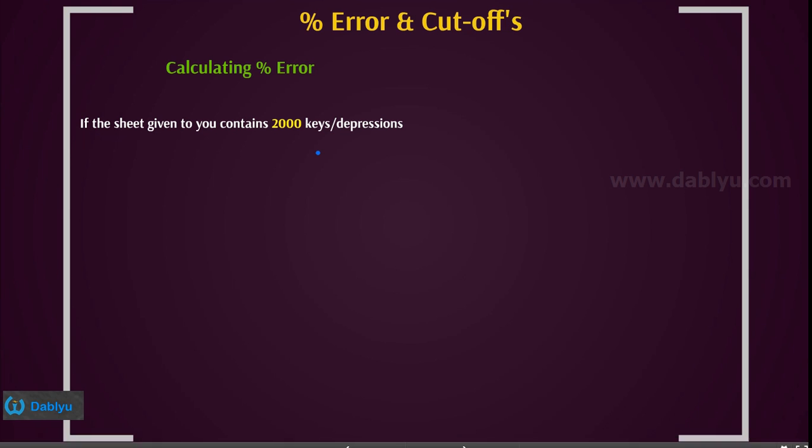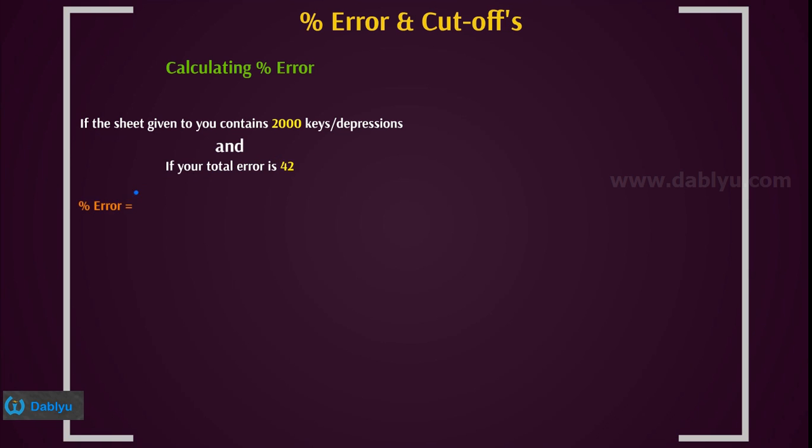Now let's see how to calculate percentage error. See, percentage error is simple. Just apply this formula: percentage error is equal to total error divided by total number of depressions, into 100. Suppose your passage contains 2000 depressions and your total error is 42. Then your percentage error is 42 by 2000 into 100, that is 2.1%, right?